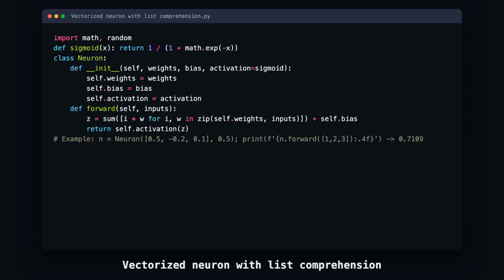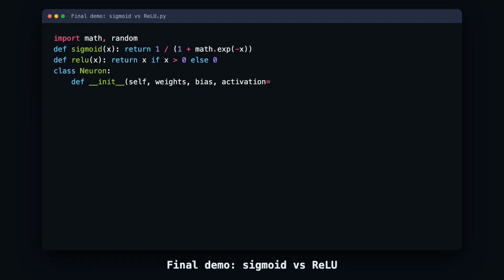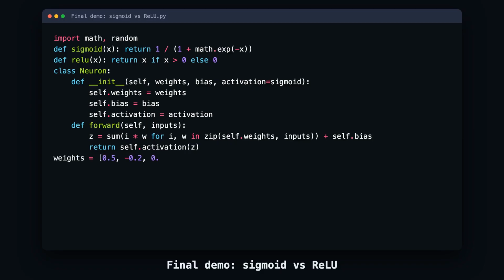To see the impact of the activation function, we create 2 neurons that share the same weights and bias, but use different activations, one with sigmoid, the other with ReLU. We feed the same input vector to both and print their outputs. The sigmoid neuron squashes the result between 0 and 1, while the ReLU neuron either passes the positive sum unchanged or outputs 0, illustrating how nonlinearity shapes a neuron's personality.